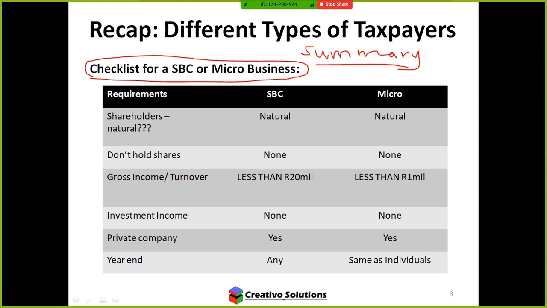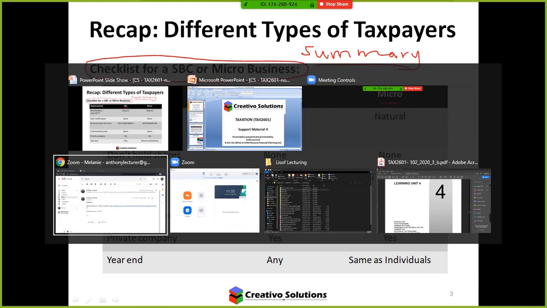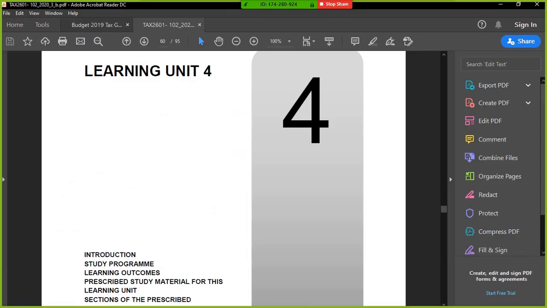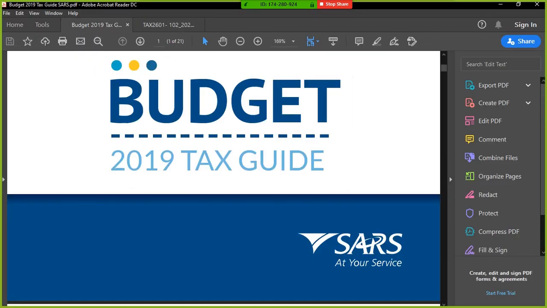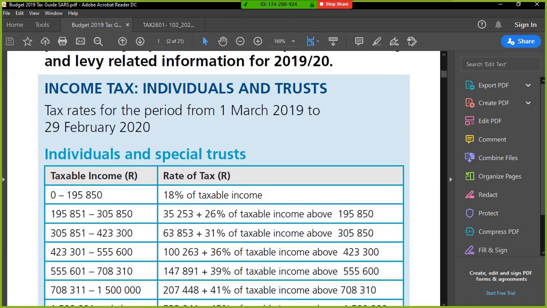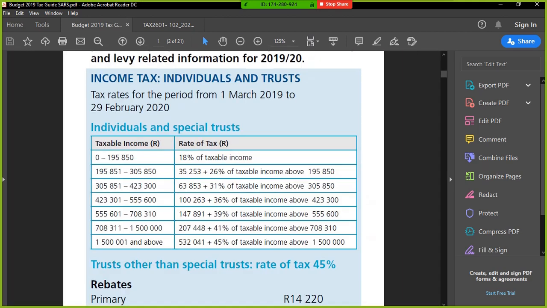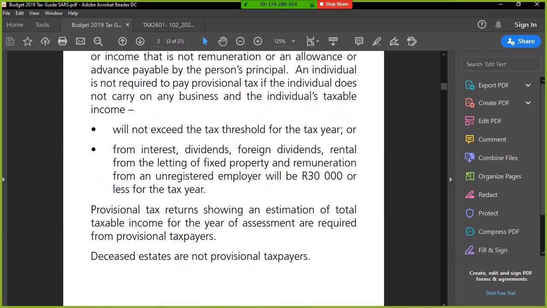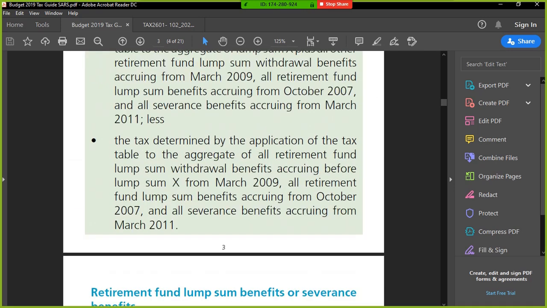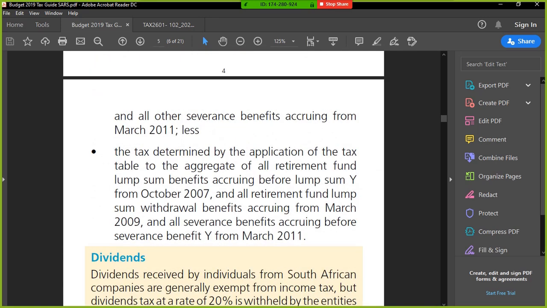Okay, so when looking at SBC or micro, you have to follow the legislation. Okay, when looking at the tax tables, here's the tax tables 2019. This is the one that you're going to have to use for your exam. You'll see there's categories here for an SBC and a micro business.